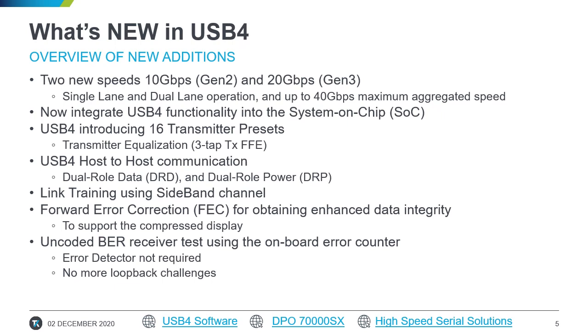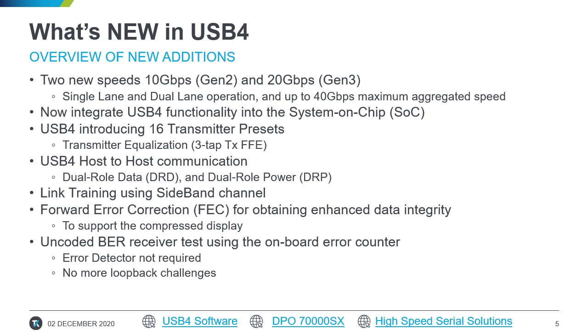USB4 also introduces 16 new presets, meaning 16 different combinations of transmitter equalization. It's a big change from the USB 3.2 transmitter, which supported one pre-shoot level and 3 de-emphasis levels. In USB4, host-to-host communication is possible using the dual-role data operation.